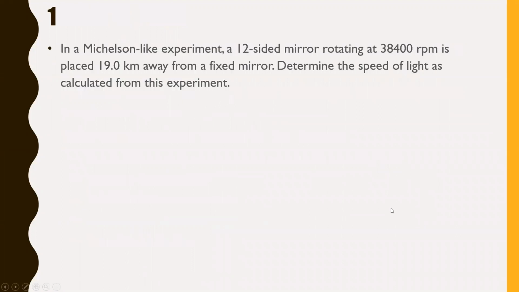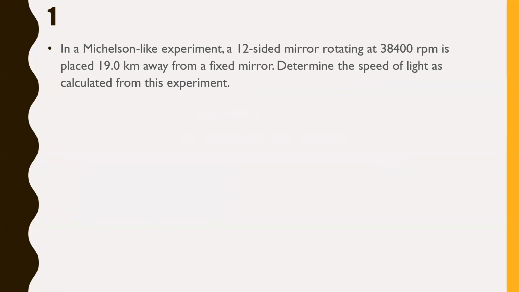Let's get started. Question one: in a Michelson-like experiment, a 12-sided mirror rotating at 38,400 RPMs is placed 19.0 kilometers away from a fixed mirror. Determine the speed of light as calculated from this experiment. So in other words, don't assume the speed of light. We're calculating it this time. Pause the video, give it a try, and I'll go over it.